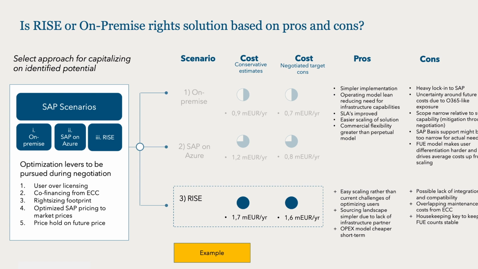Fundamentally, the SLAs are improved because you're in a very large-scale data center. So basic redundancy and some of those things are generally high, or very high, and the downtime on the specific infrastructure is not that likely. It's also easier to scale, and the commercial flexibility is more flexible than the perpetual equivalent, in that you can scale up, you can buy more FUEs, you can scale up the environments gradually.